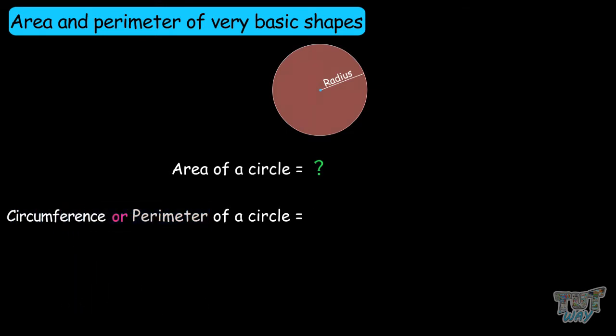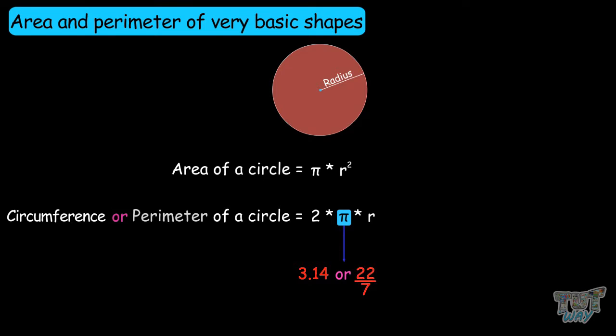So, circumference of a circle is 2 times pi times r, where pi is a constant value of 3.14. You can also use 22/7. And the area of the circle is pi times r squared. Remember, pi is a constant value of 3.14, or 22/7.